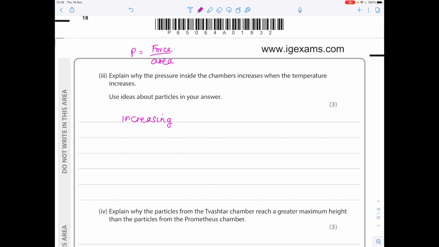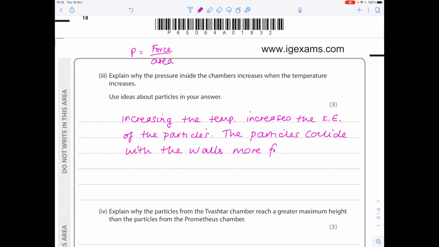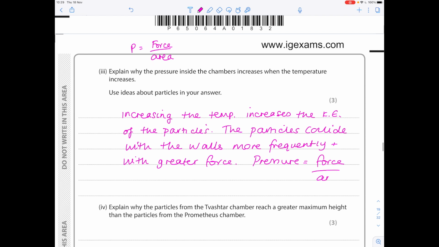So increasing the temperature increases the kinetic energy of the particles. The particles collide with the walls more frequently, and with greater force. And we'll state that equation again. Always state an equation as part of your physics explanation if possible.